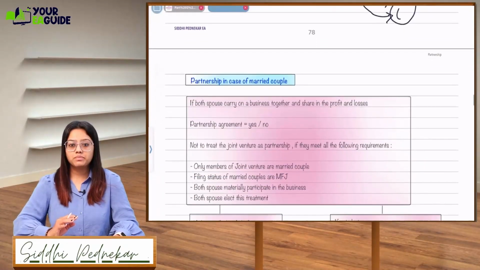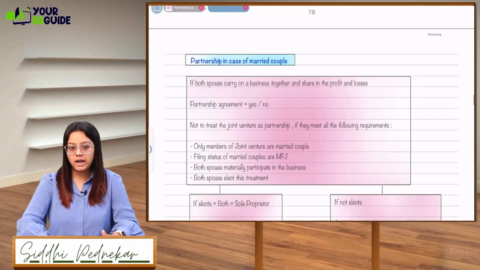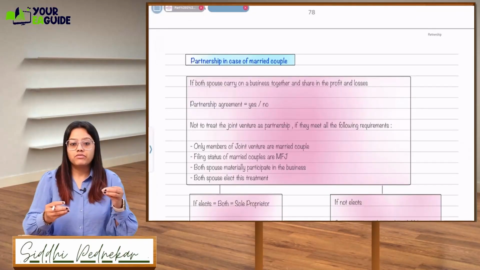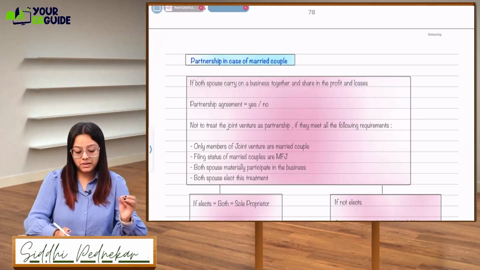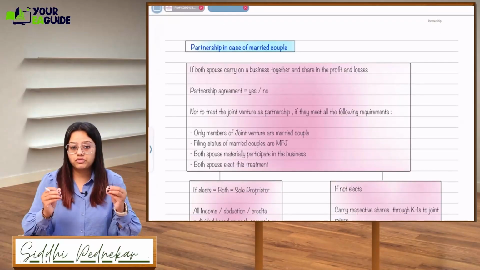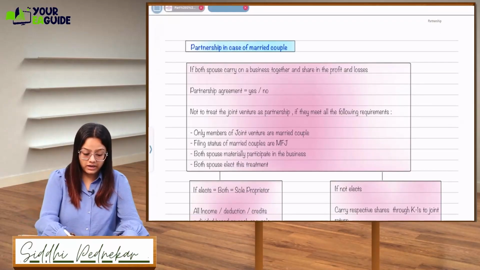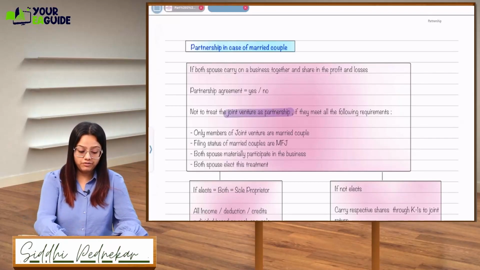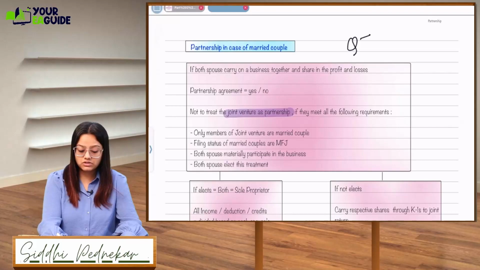Next is partnership in case of a married couple. Now what happens if both spouses carry on the business together and share profit and loss? Then can there be a partnership agreement? There can be or there cannot be. Okay, there is no important thing like you have to have a partnership agreement, right, not to treat the joint venture as a partnership. If they both are, this is a qualified joint venture.